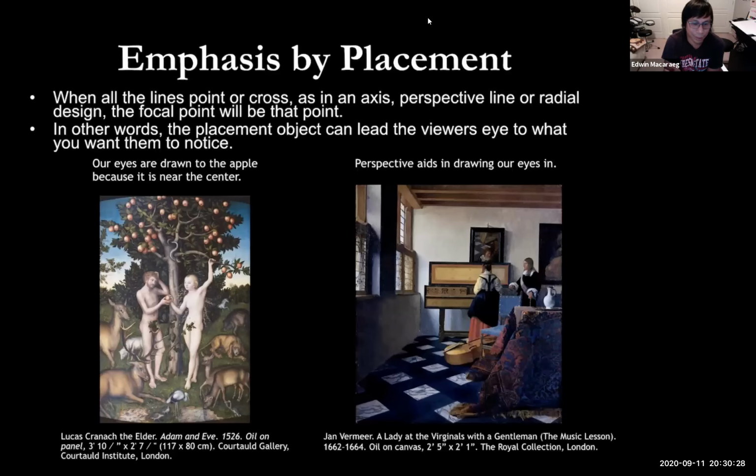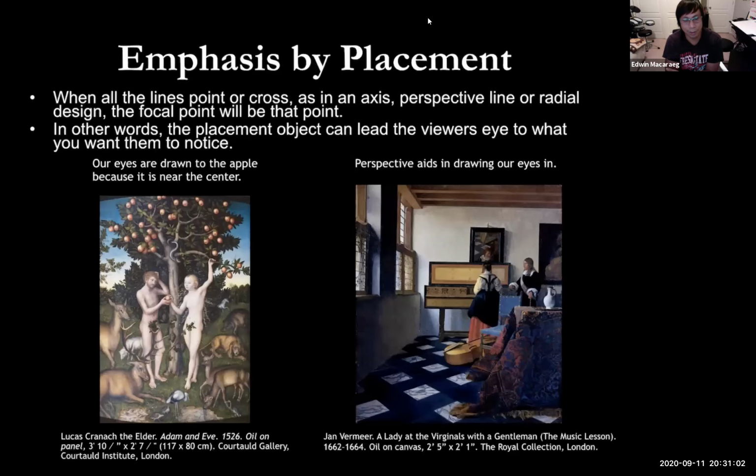So if we look at this work here, Adam and Eve, Lucas Cranach the Elder, 1526. The apple is in the very center, and since the artist placed this apple in the very center, it becomes the focal point. And of course, we have Adam and Eve directly in the vicinity of the apple, so they too are within the focal point. Okay, so sometimes the object is somewhere near the center. That makes it easy to find.